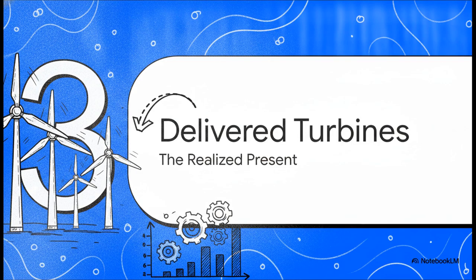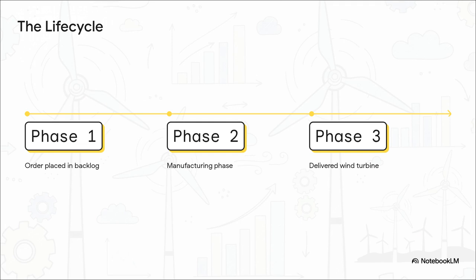Section 3. Measuring delivered wind turbines. Now we transition from the future outlook into the realized present. This is the natural life cycle of the business. An order is placed and sits in the backlog. Then it moves into the resource-intensive manufacturing phase, and finally, it transforms into a tangible physical delivery. Tracking the volume at this final stage gives us the denominator for all the impacts that occurred during manufacturing.